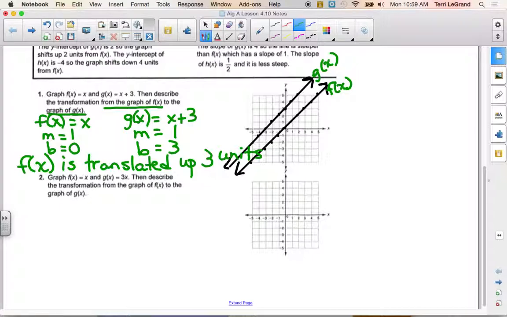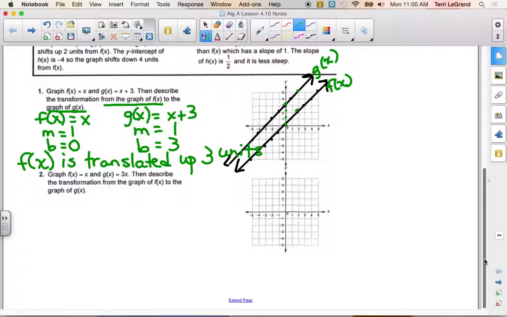And we can see on the graph, between every point on f of x, you should be able to count up 1, 2, 3, and you should be on the next line, no matter where you start. If I start here, I should be able to count up 3, and I should land on a point on the other line. Go up 3 between every point. You should be able to go up 3, and land on the new line. Okay?